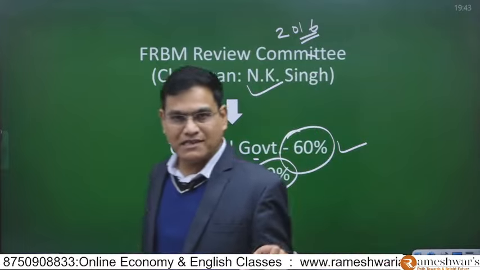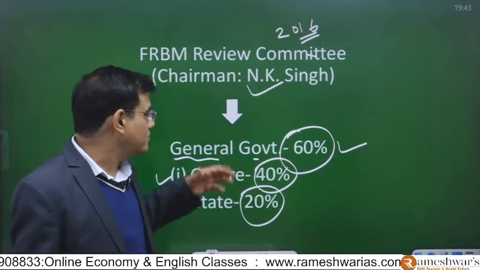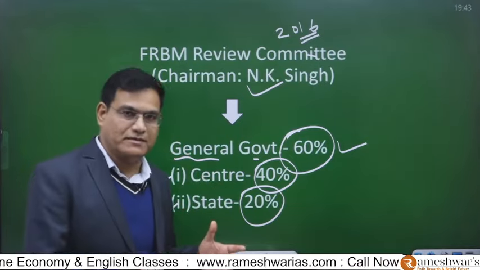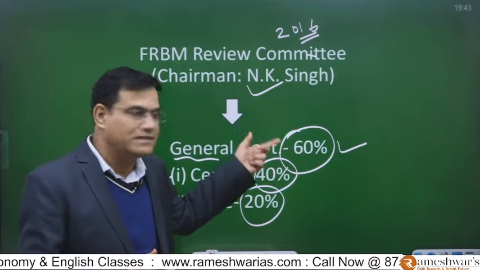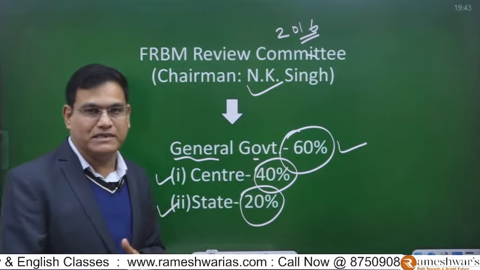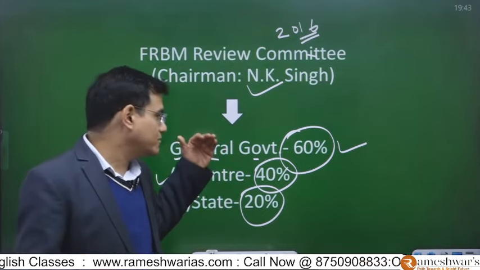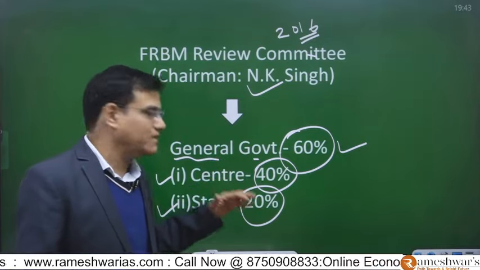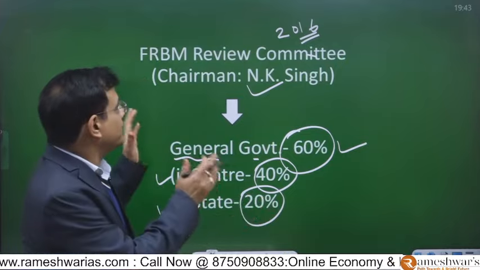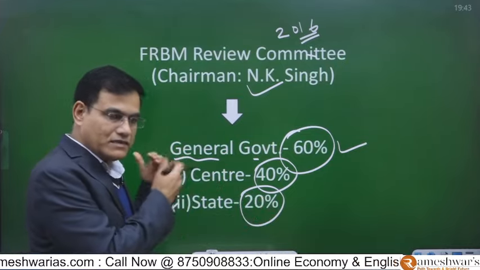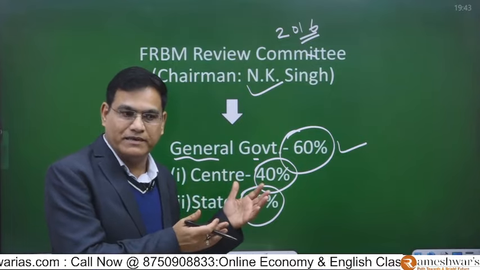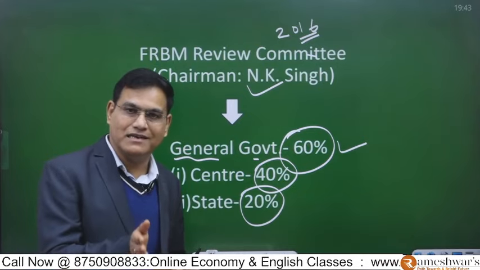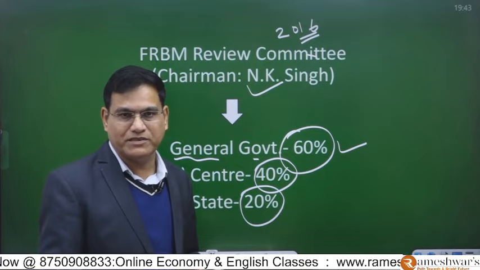So what is the meaning of general government? General government consists of both governments, center and state. So center and state taken together, their debt to GDP ratio shouldn't exceed 60%. Individually also, the committee set goals. For the center, the maximum limit which the committee prescribed was 40%, and for the states 20%. So you can compare the FRBM Review Committee's guidelines with the goal set by the government regarding debt to GDP ratio. So this is how you can analyze this concept of debt to GDP ratio.